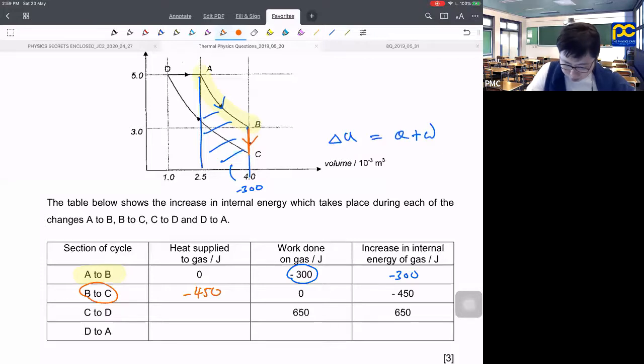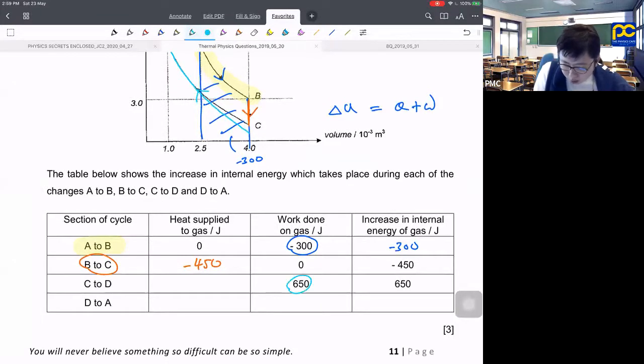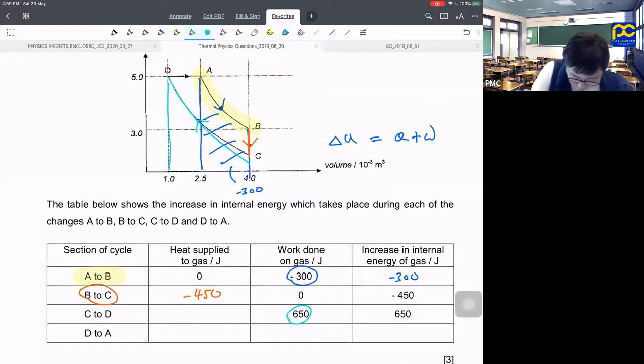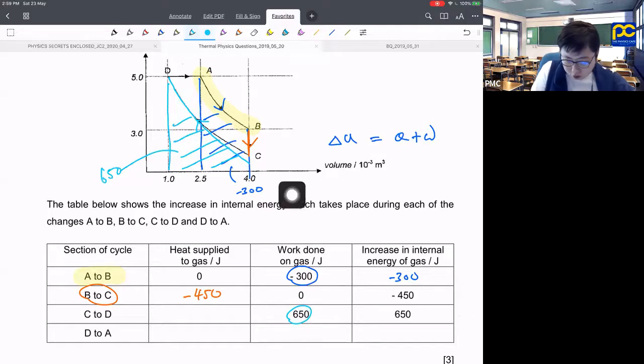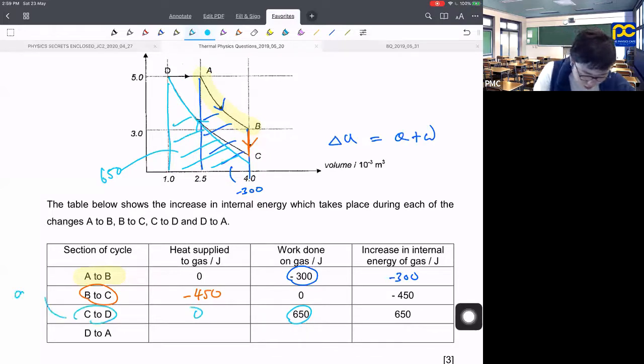Okay. And we're going on to C to D. C to D. They give me a positive work done, 650. I can see that. If I were to shade this whole thing, you all don't have to shade that. I just do it for fun, just so that you can remember what you learned. This area is 650 positive because it's compression. And then of course I can find the heat supply, and obviously it's 0. What does 0 mean? Adiabatic process. Or you can say that the container must be insulated. 0 heat transfer.